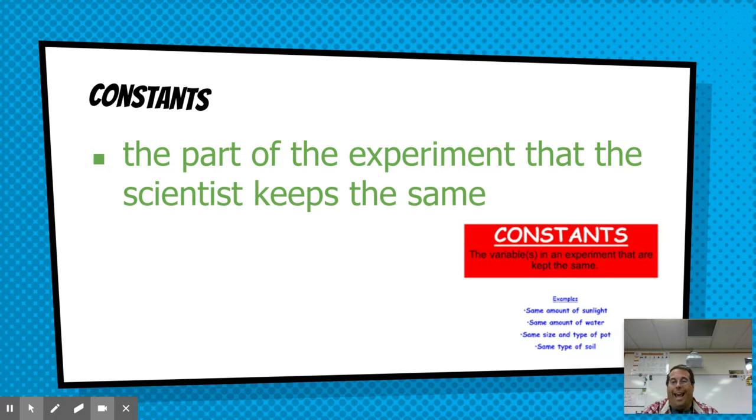Everything else has to be the same. So if we start off with the flower pot experiment, and the talking to one group of plants, talking to the group of plants is my independent variable. Everything else has to be constant: same amount of sunlight, same amount of water, same type of pot, same type of soil. All those things have to be the same so they don't affect my experiment.